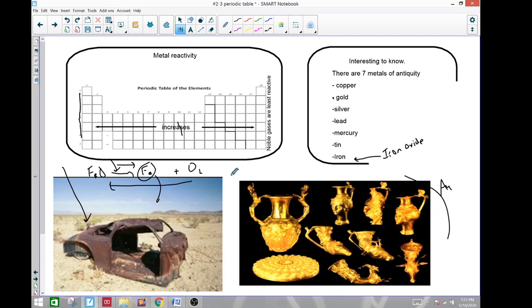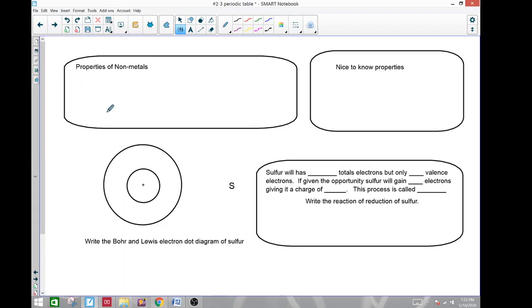Okay. So some metals are extremely reactive, some not so much. Some metals very strong, and some not so much. So they all have some varying properties. Interesting stuff. Okay, non-metal properties.